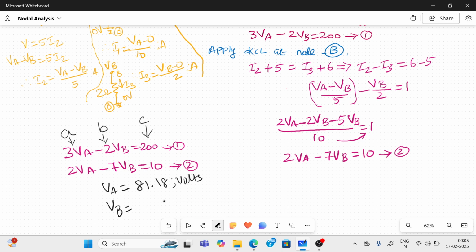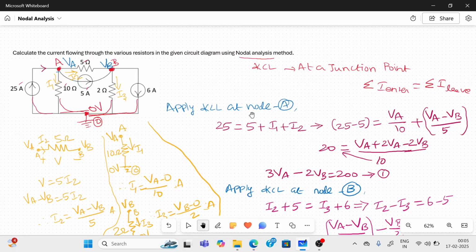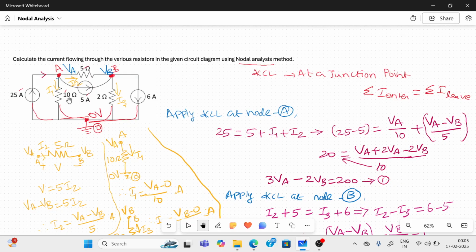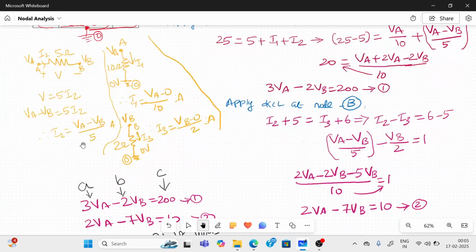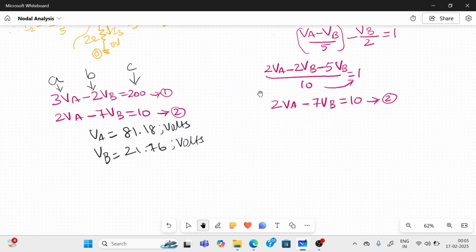Next, what about your VB? Your VB is 21.76 volts. So, what is our question? Calculate the current flowing through the various resistors. Already we identified the various resistors. The current flowing through the 10 ohm is I1. Current flowing through the 5 ohm resistor is I2. Current flowing through the 2 ohm resistor is I3.